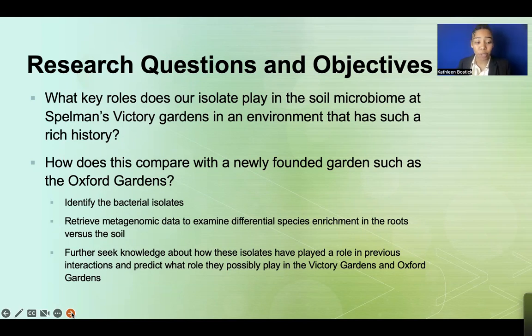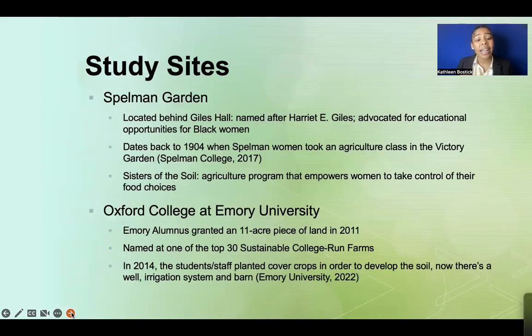This brings me to my overall objectives, and the number one objective is being able to identify the bacterial isolates. After identifying this, I want to retrieve the metagenomic data that was used to examine the specific species found in the roots versus soil. This will give me an understanding of how the geographical region is affected in the context of the same area. All of this together will help me further seek knowledge on how these isolates play a role in the previous interactions of the soil microbiome, as well as predict the role that they may possibly play in either garden.